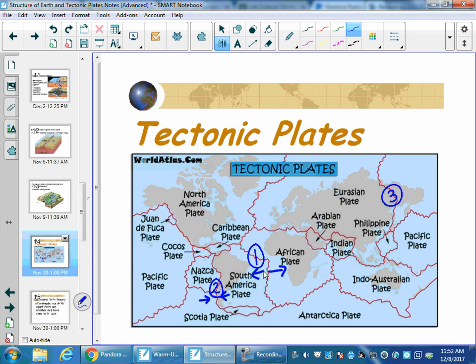At number 3 over here, we again have plates moving towards each other. But when this happens, if you look at it up over here, we have two continents moving towards each other, and when that happens, we would expect to see mountains. So these are some examples of what can happen at different plate boundaries.